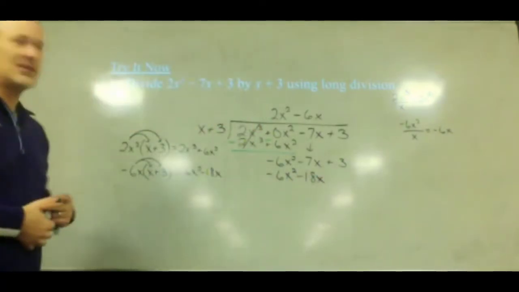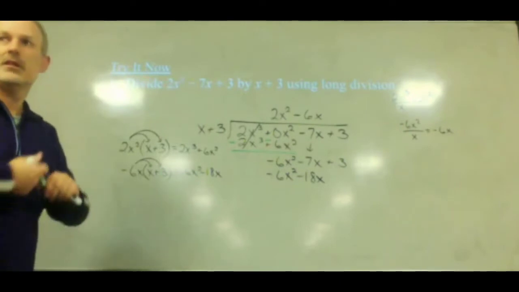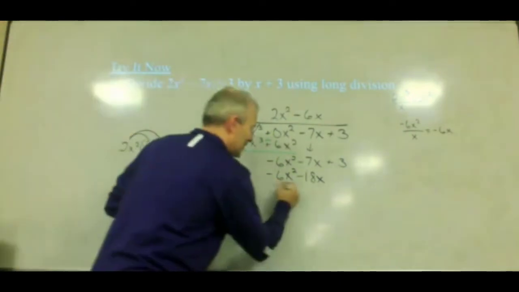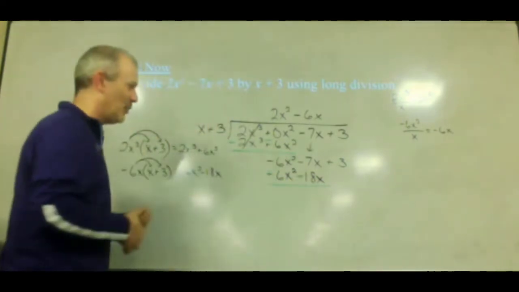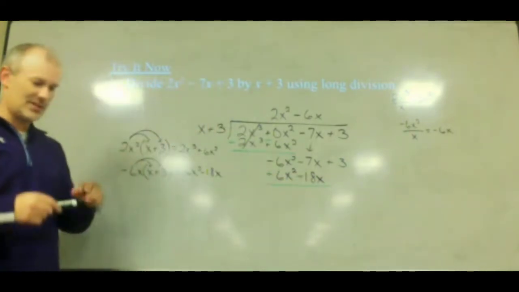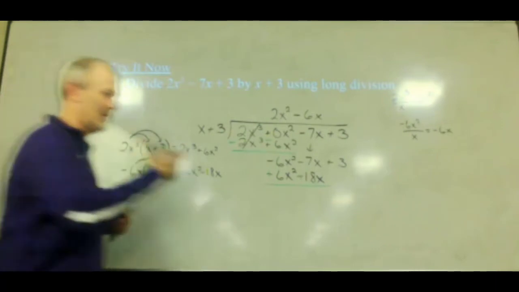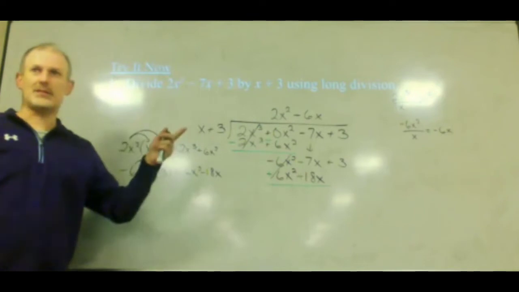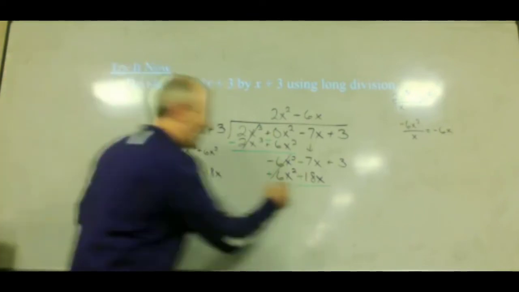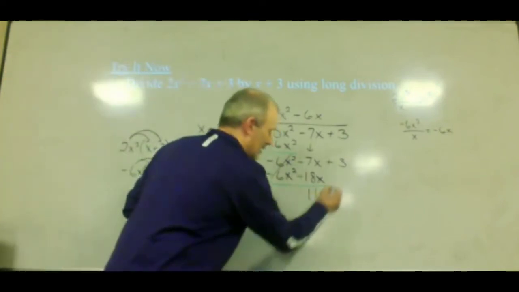And what do we need to do now? Draw the line, change the signs because we are subtracting. So that becomes a plus and that becomes a plus. And once we change the signs, what happens with our 6x squareds? They will cancel. What do we get for the x's? Positive 11x. And then we bring down the 3.